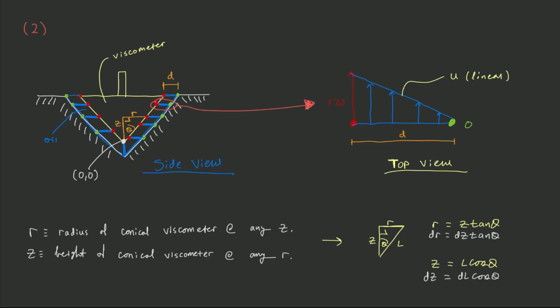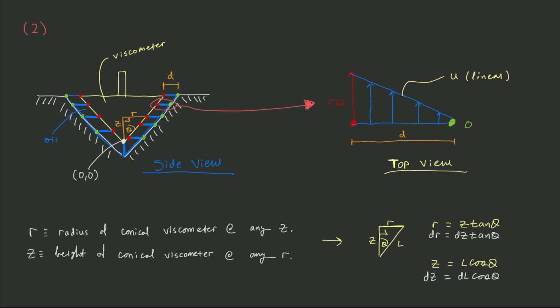So if we were to look at this velocity profile right here, we'd come up here, and this would be our z, and then this would be our r. Because again of the no-slip condition, our velocity at the conical viscometer within the oil is r omega, and our velocity at the wall is 0. Because we've assumed a small gap width, we can assume a linear velocity profile between these two boundary conditions, and that's why we have a straight line connecting our 0 and r omega velocity vectors.